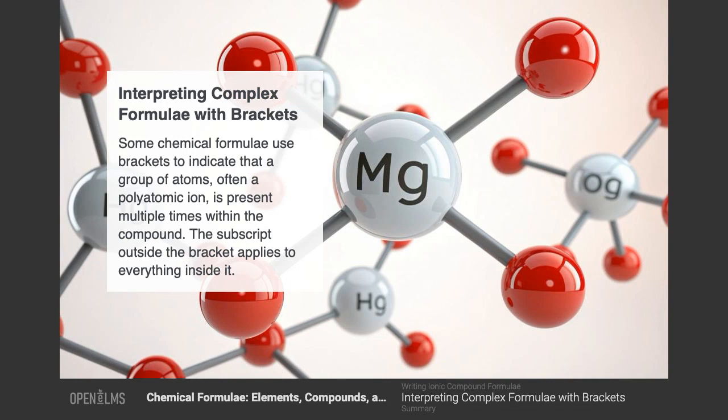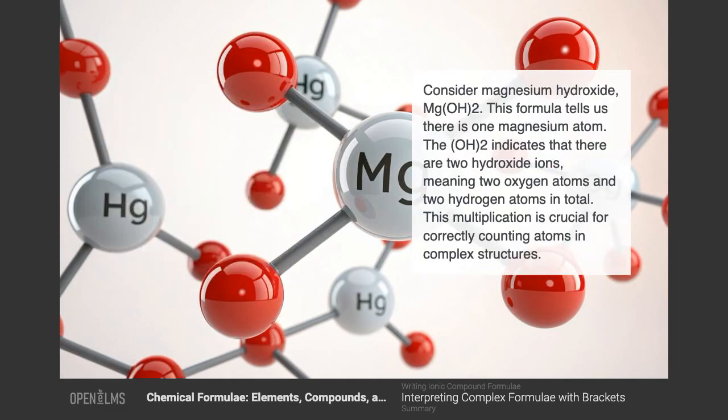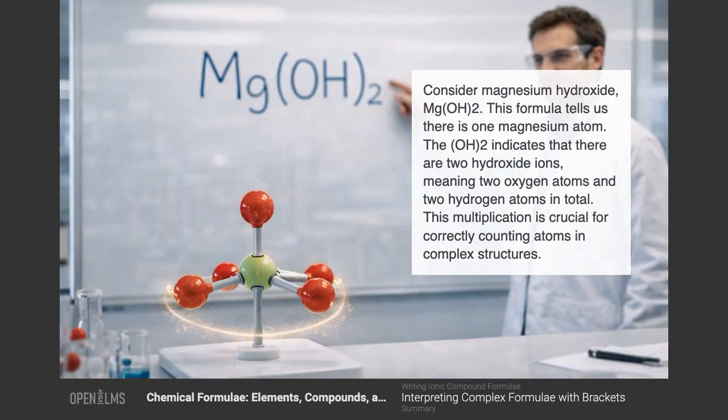Interpreting complex formulae with brackets. Some chemical formulae use brackets to indicate that a group of atoms, often a polyatomic ion, is present multiple times within the compound. The subscript outside the bracket applies to everything inside it. Consider magnesium hydroxide, Mg(OH)2. This formula tells us there is one magnesium atom. The (OH)2 indicates that there are two hydroxide ions, meaning two oxygen atoms and two hydrogen atoms in total. This multiplication is crucial for correctly counting atoms in complex structures.